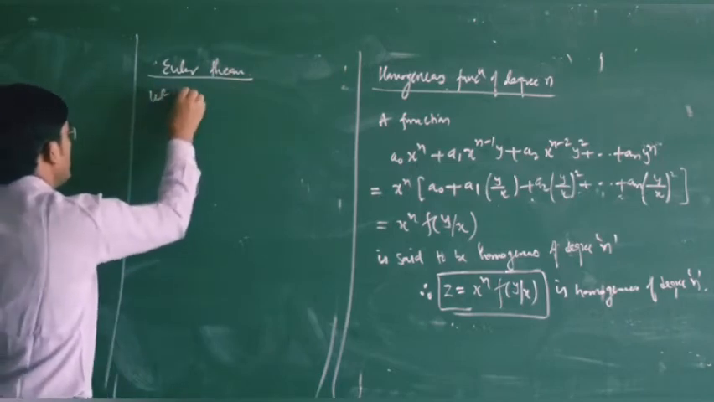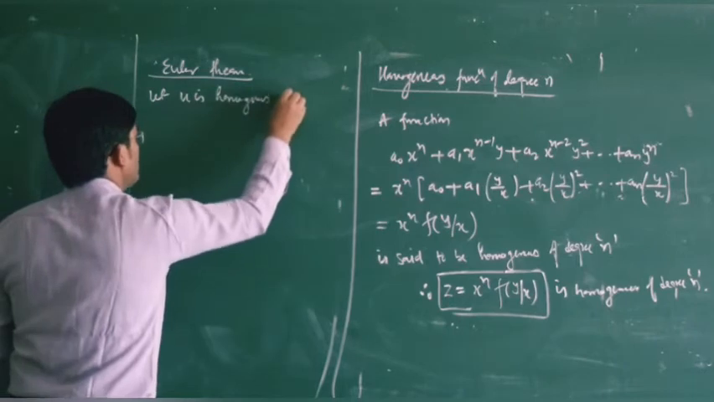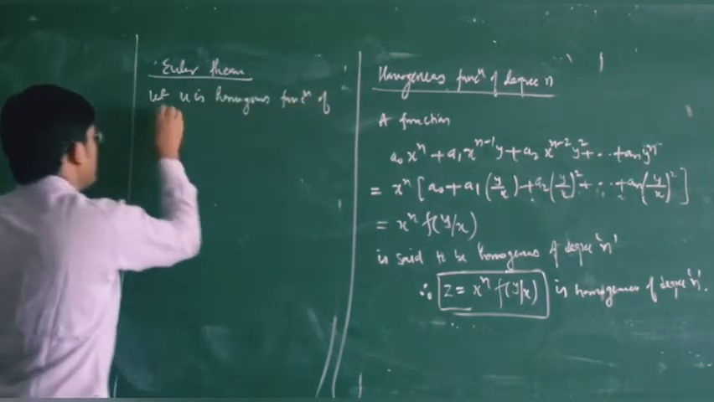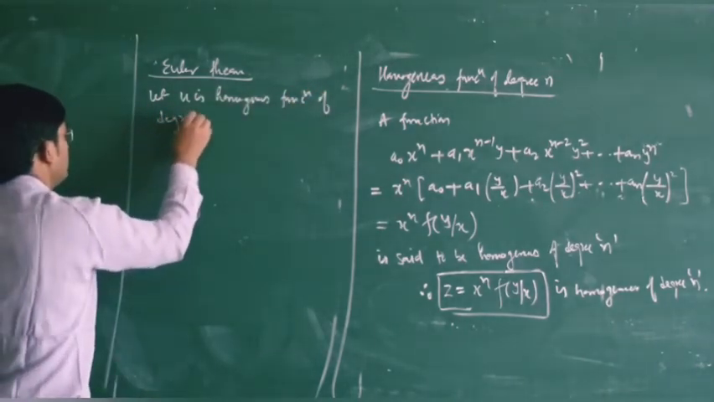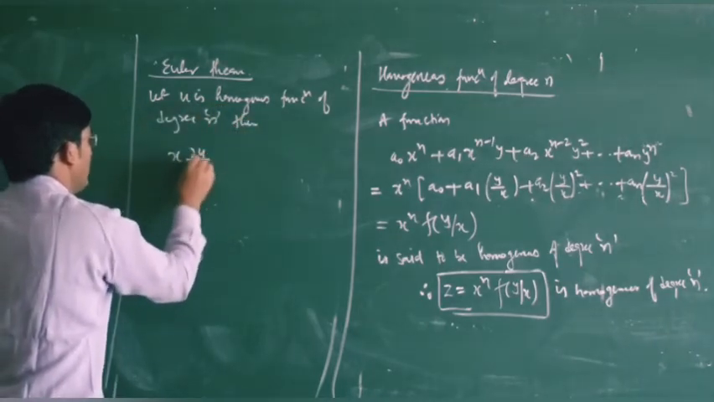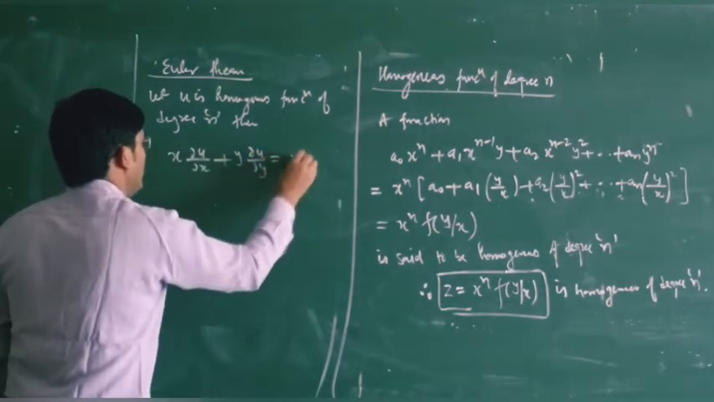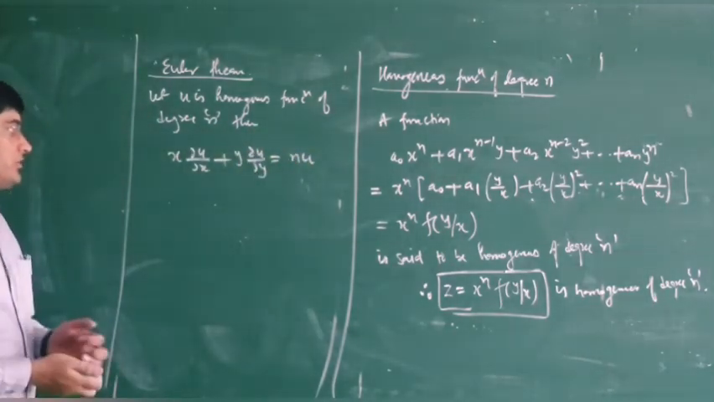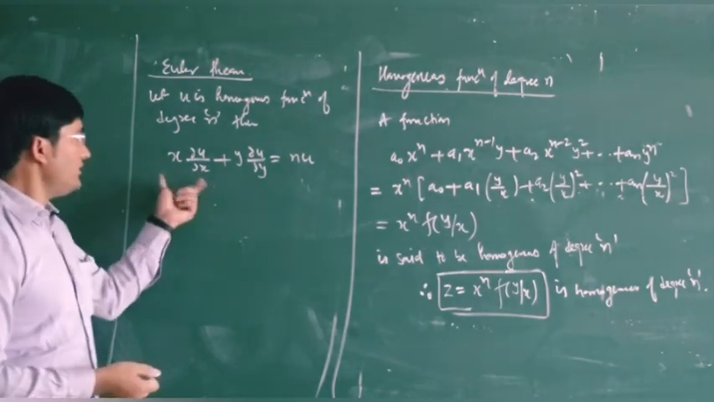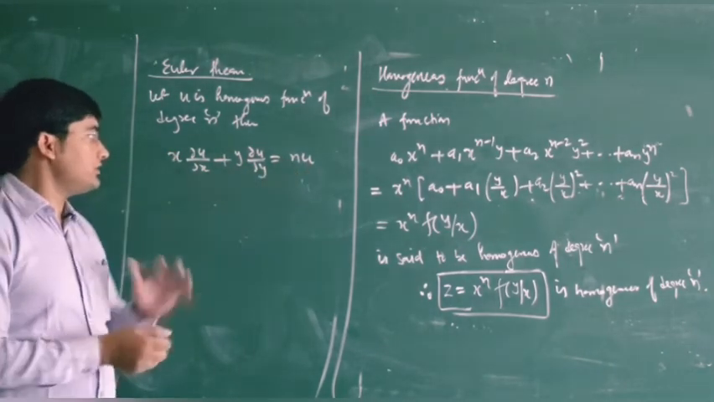Let u be a homogeneous function of degree n, then x ∂u/∂x + y ∂u/∂y = n times u. This is a very famous result of Euler, which says that the value of this left hand side is just equal to n into u.